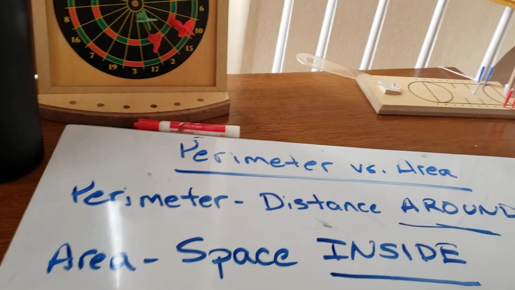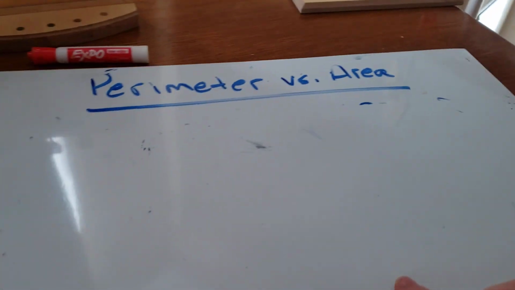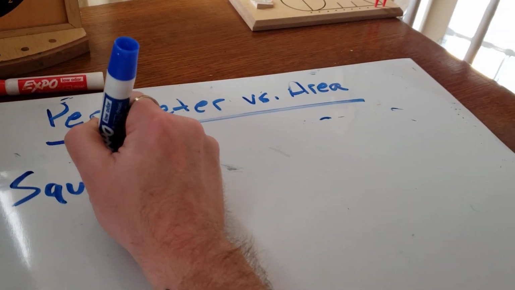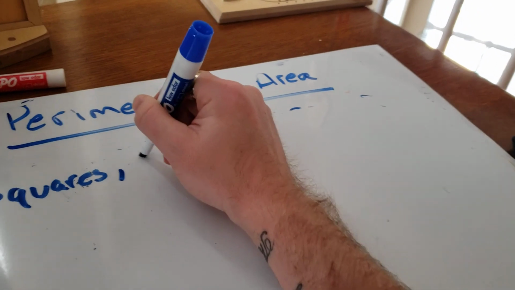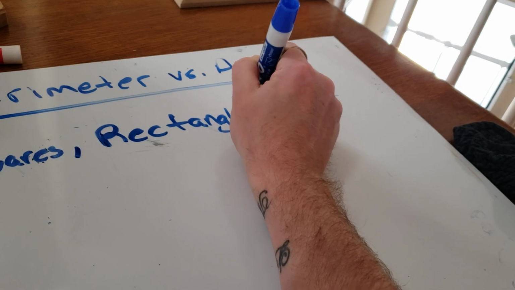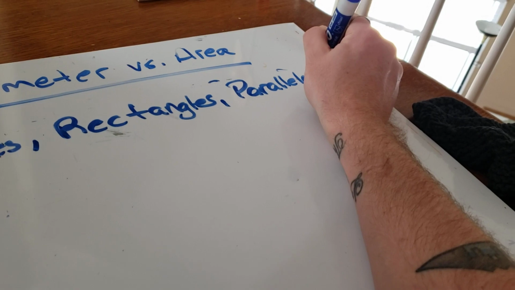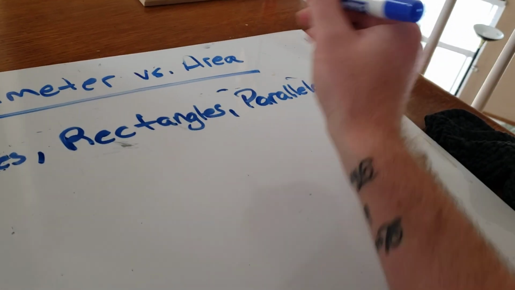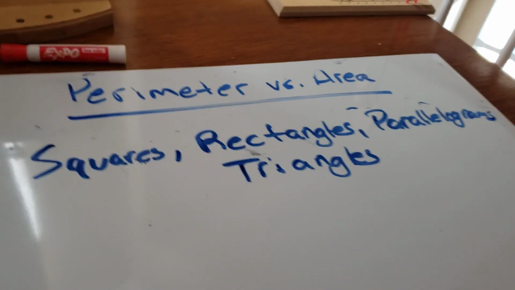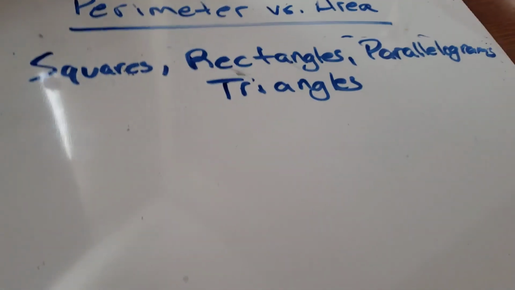So today we are going to look at several different shapes. And the shapes we are going to look at are squares, rectangles, parallelograms, and triangles. Now, for each of these shapes, the perimeter is relatively simple.